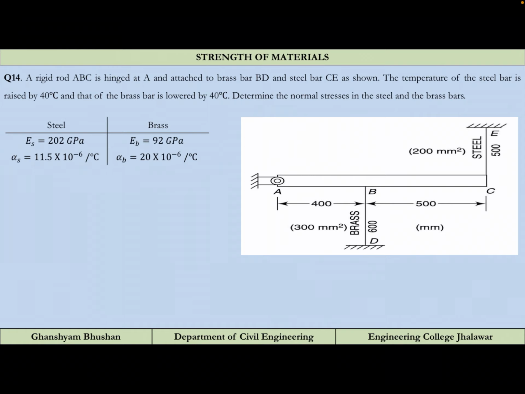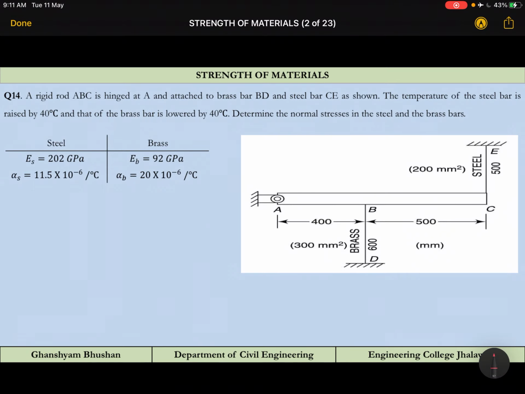The question states a rigid rod ABC which is hinged at point A. You can see this is a hinge support. The hinge at point A is attached to a brass bar BD, which is made of brass, and a steel bar CE.